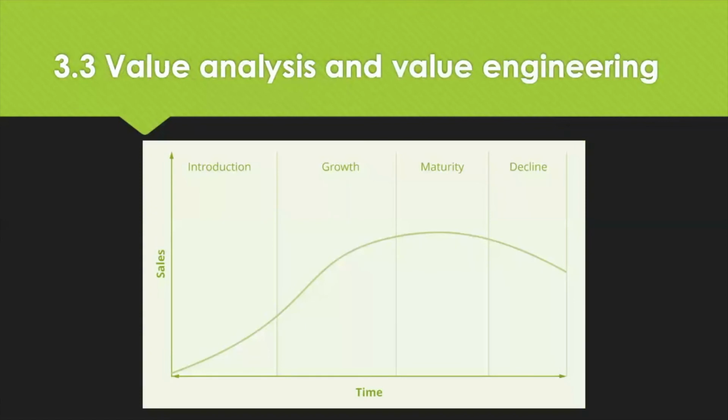Value analysis and value engineering. It's the ratio between function and cost. But value engineering takes place at the design stage of the product lifecycle, aiming to enhance functionality and reduce cost. And procurement's focus is on finding the best value for money at this stage.